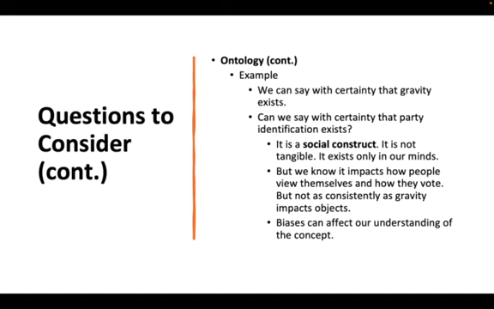That's party identification. We know that that impact is real, but we also know that that impact is not as consistent as gravity impacts objects. Gravity always has an impact. Sometimes party identification is important, and sometimes it's not. So biases can affect our understanding of this social construct, this concept, party identification.